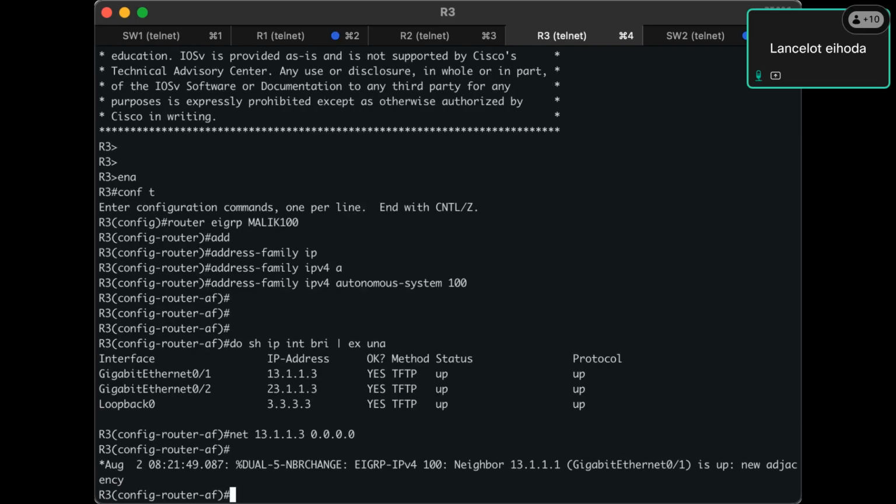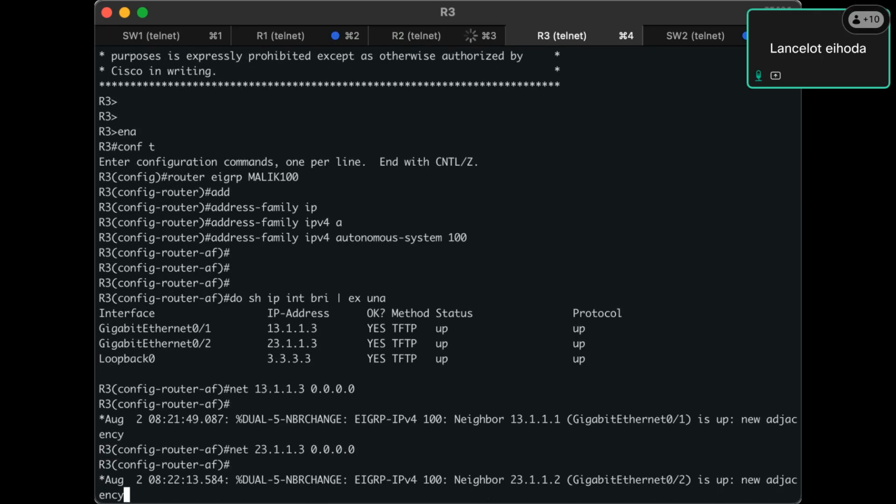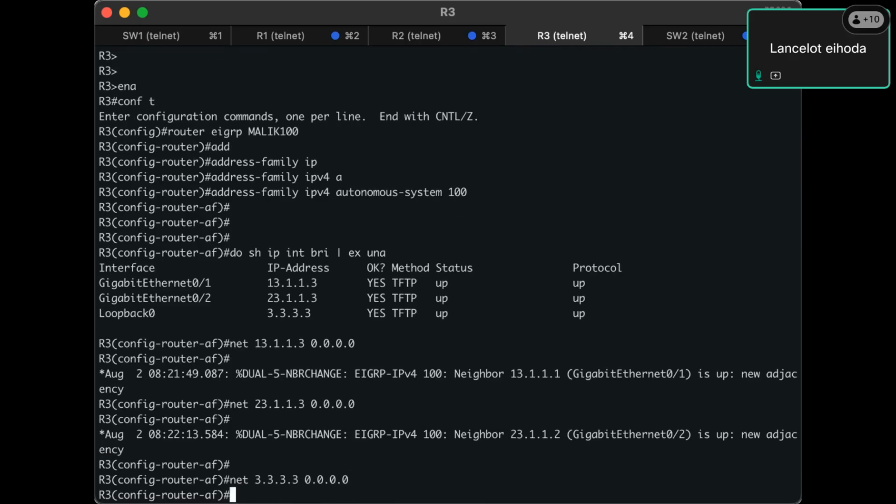So we now have network 23.1.1.3. As usual, we send only that IP address. Router 2 should come up. And then the next one is the loopback interface, which is 3.3.3. And then we are sending that up.